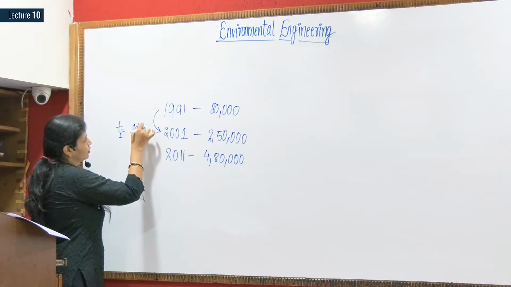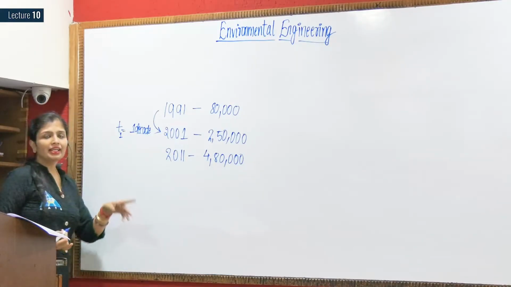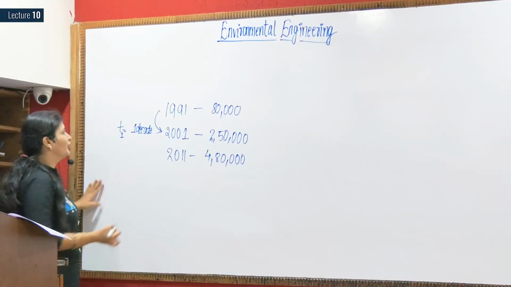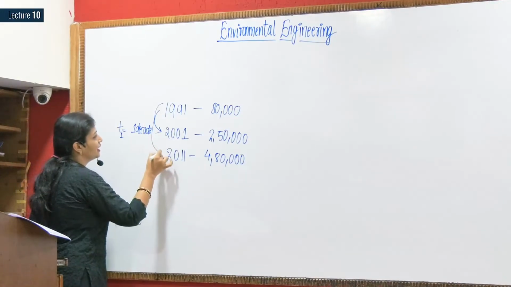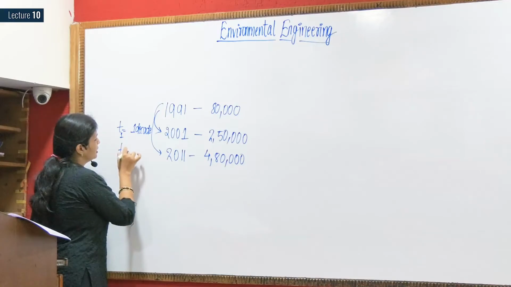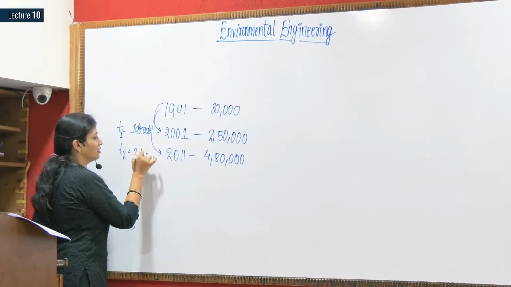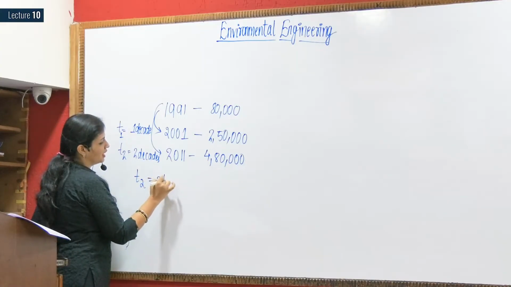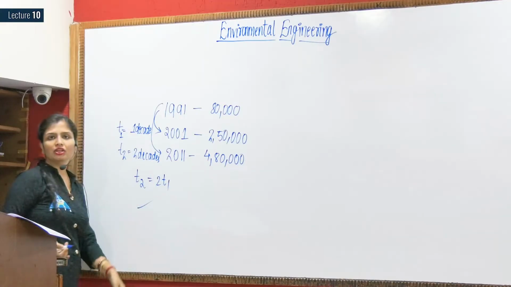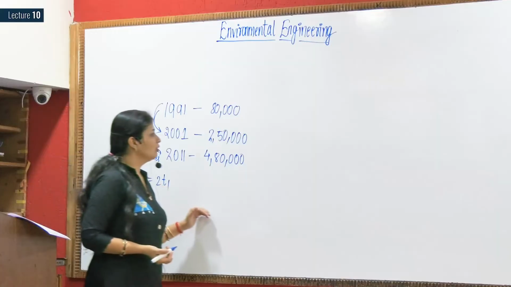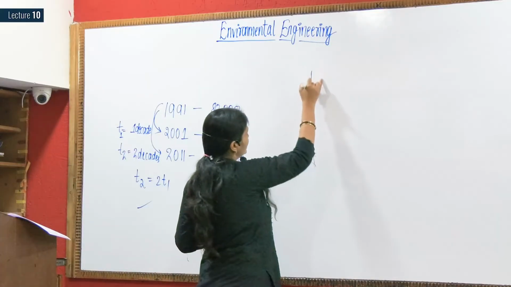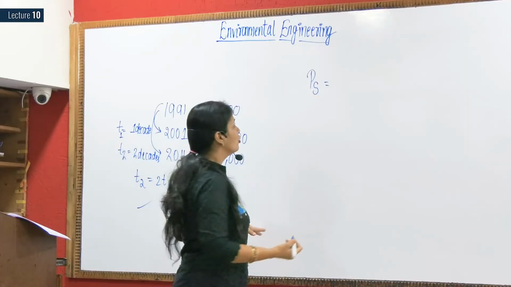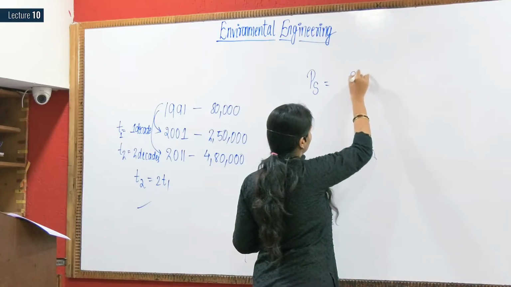Then from 1991 to 2011, what is the number of decades? T2 is 2 decades, that is 20 years. So here you can see T2 is twice of T1, so you can apply the logistic curve. First it has asked you to calculate the saturation population. What is the saturation population?